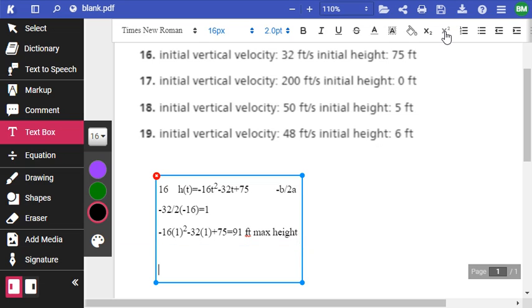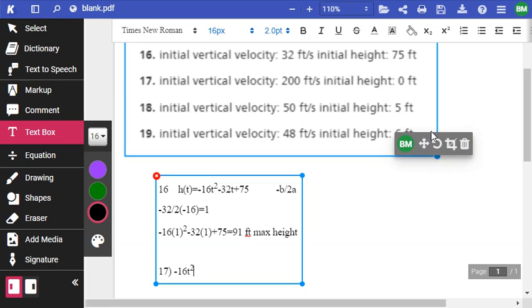Okay, let's look at 17. We're going to plug the same thing in. We are always going to start with that negative 16t squared because that is the formula for this object going through the air. And my initial velocity is 200, so it's minus 200t. And my initial height is 0. So I can just add 0 at the end or leave it just like this.